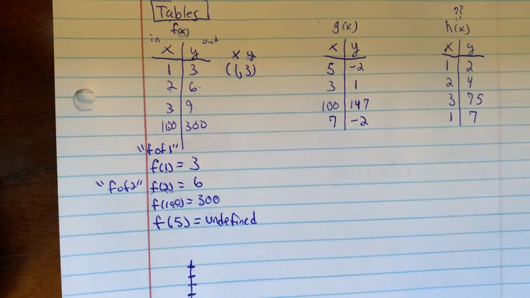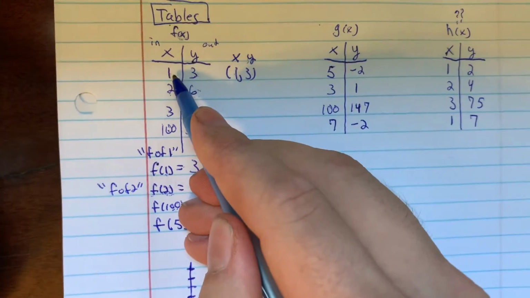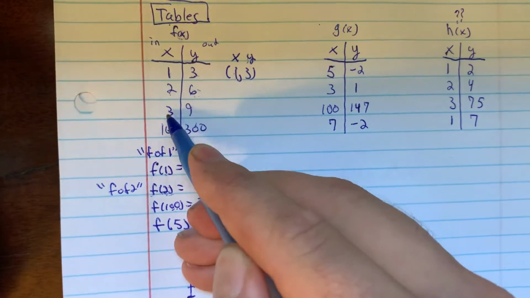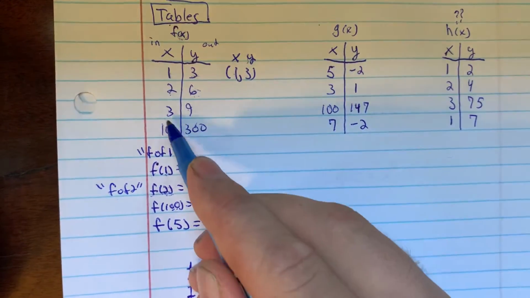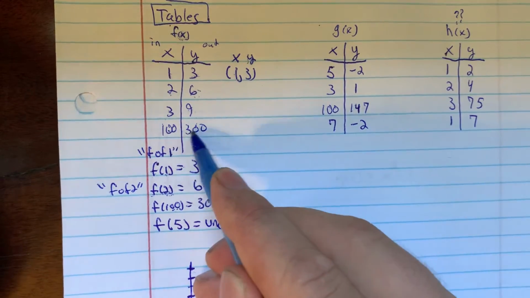Now, some of you may be very astute, and you notice that there's a pattern here, which is that the input always gets multiplied by 3 here. 1 times 3 is 3. 2 times 3 is 6. 3 times 3 is 9. 100 times 3 is 300.